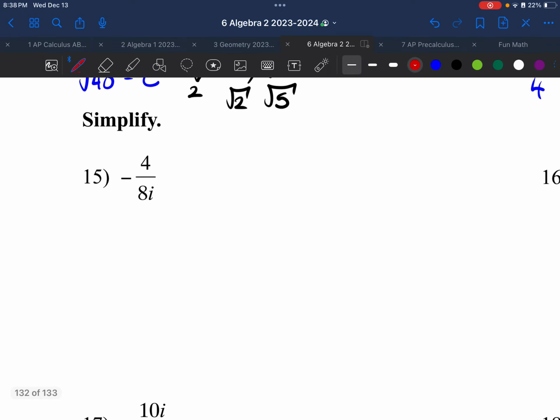In number 15, we have some division going on. There are a lot of ways to solve this problem, but the easiest way is just to purely focus on that i and get rid of the i. The way that I get rid of the i in the denominator is by multiplying by i.